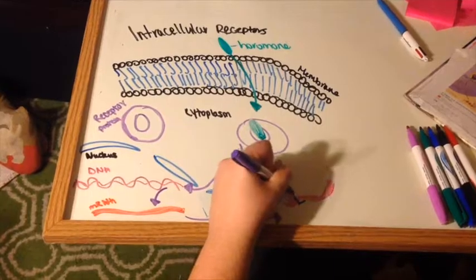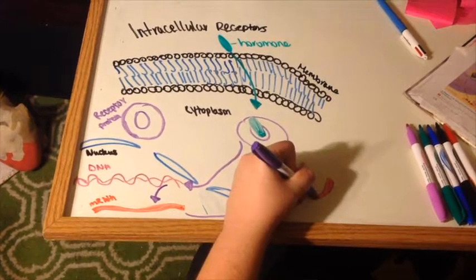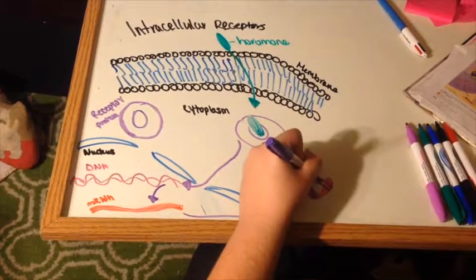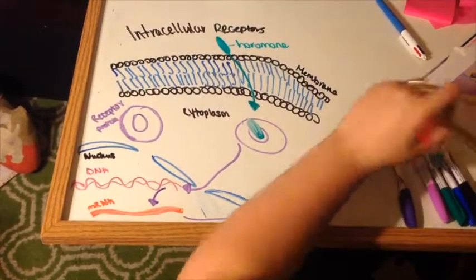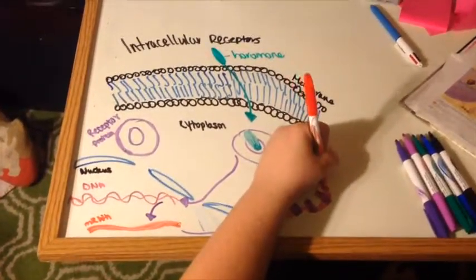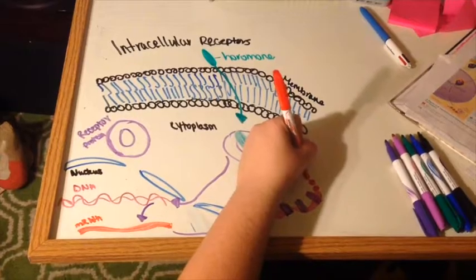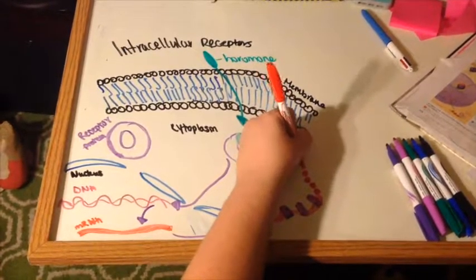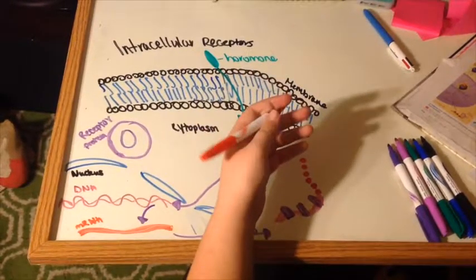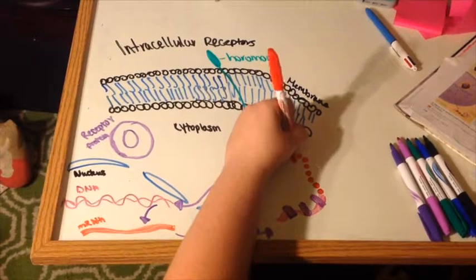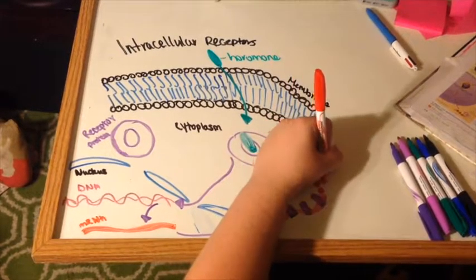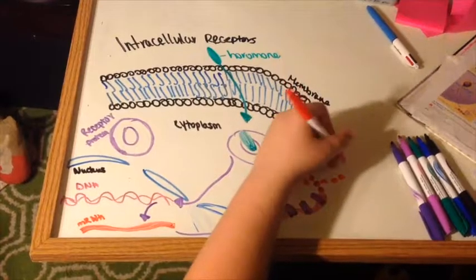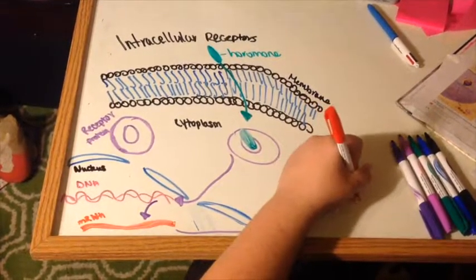And so, that's it, and then you're going to have the new protein. Intracellular receptors mainly start the making of RNA, and so that's the new protein.